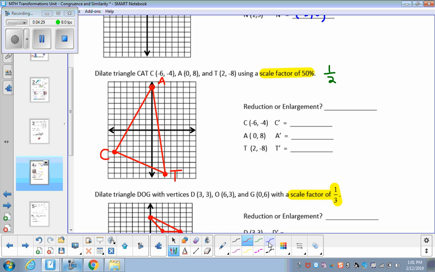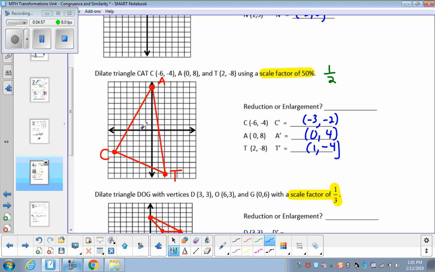Now what we're going to do is simply take a half of each of these values. So a half of -6 is -3. Half of -4 is -2. Let's keep doing the math. Half of 0 is 0. Half of 8 is 4. Half of 2 is 1. And half of -8 is -4. So now let's go plot the image points.